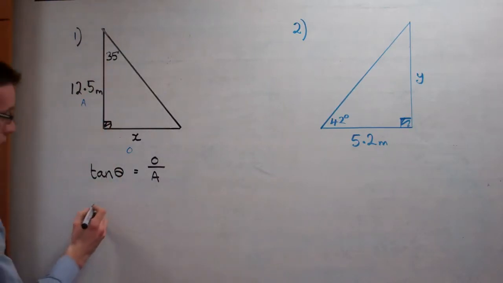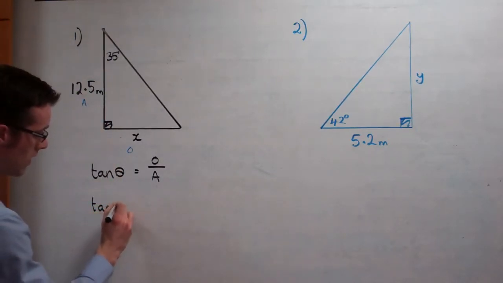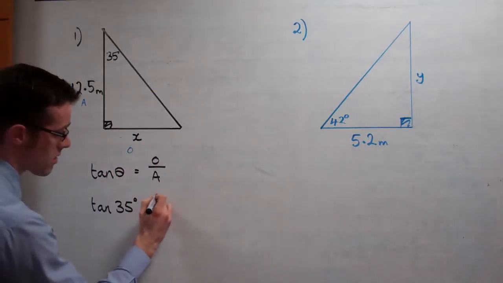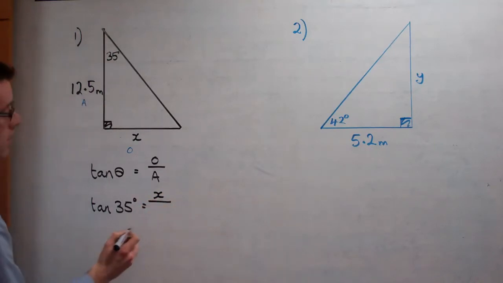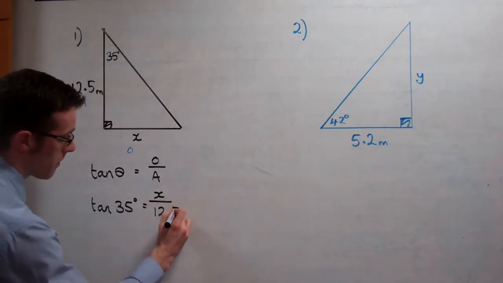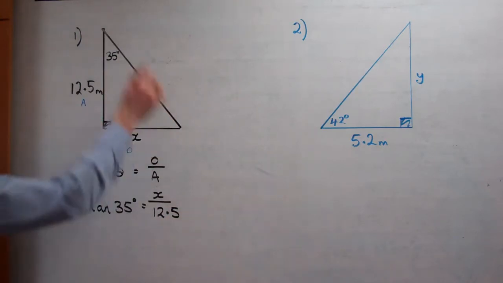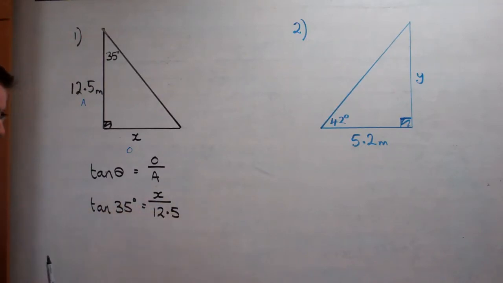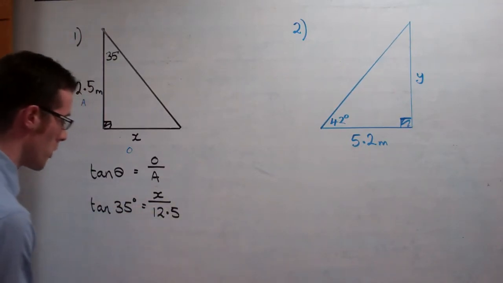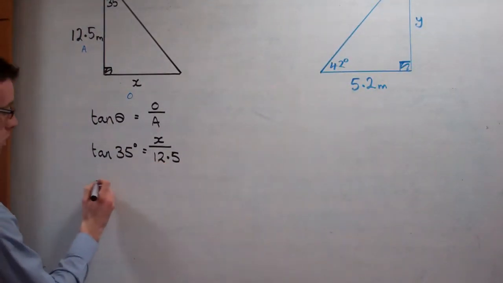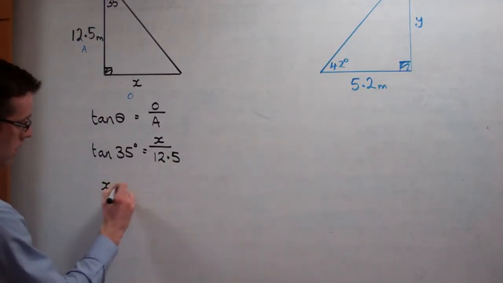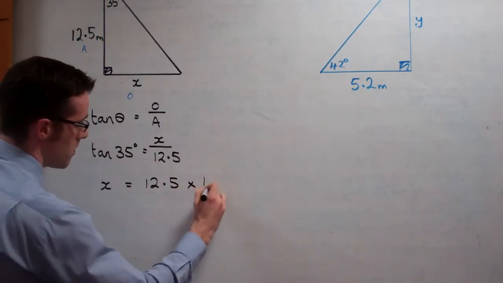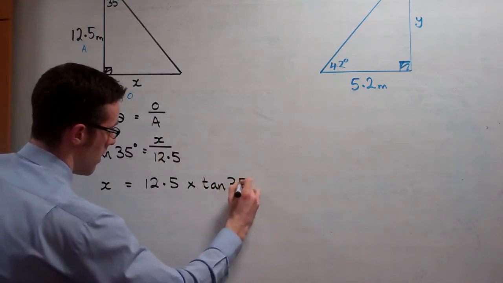So our angle's 35, so that's going to be tan 35 degrees is equal to the opposite, called x, and the adjacent is 12.5. So that's us used our specific triangle and put the numbers and letters in where they're supposed to go. Okay? The next step is very, very simple. All we're going to do is say x is equal to 12.5 times tan 35.